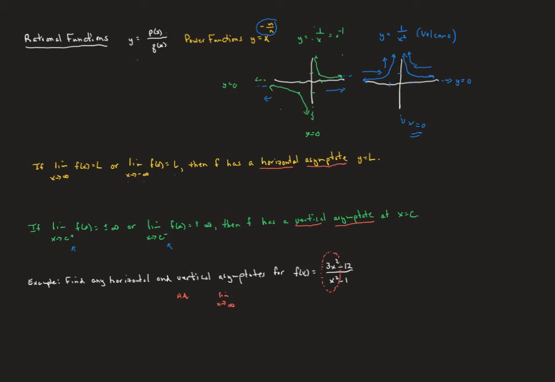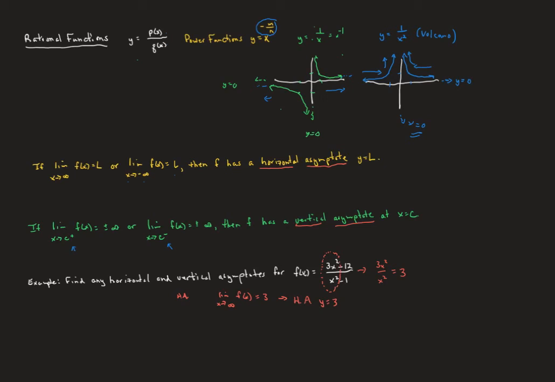This minus 12 and this minus 1 are going to become insignificant as x gets bigger and bigger: 100, 1,000, a million, a billion. So this will act more and more like just 3x squared over x squared, which we know is going to equal 3. So the limit as x approaches infinity of f of x is equal to 3. That means that we have a horizontal asymptote of y equals 3.